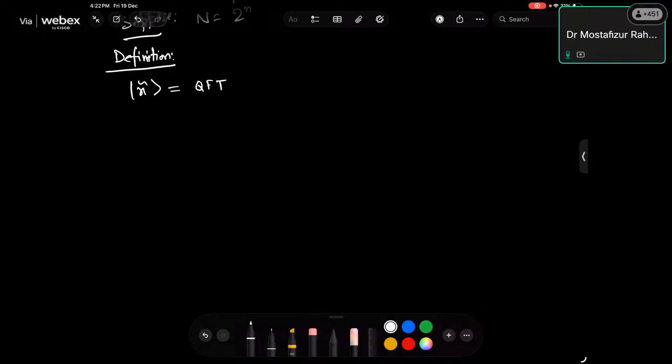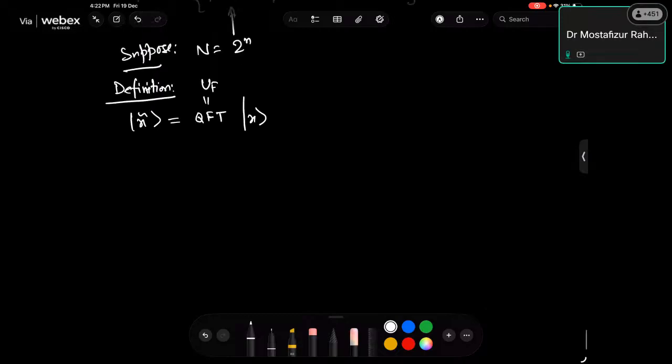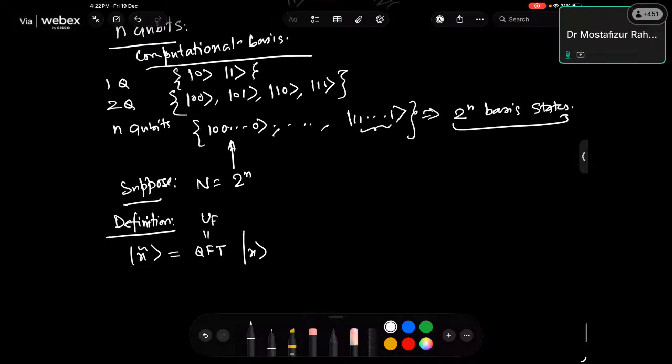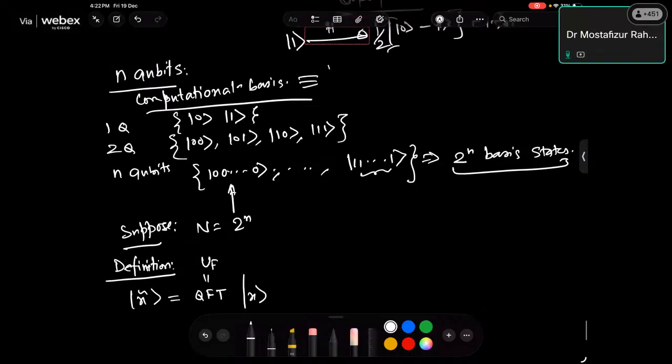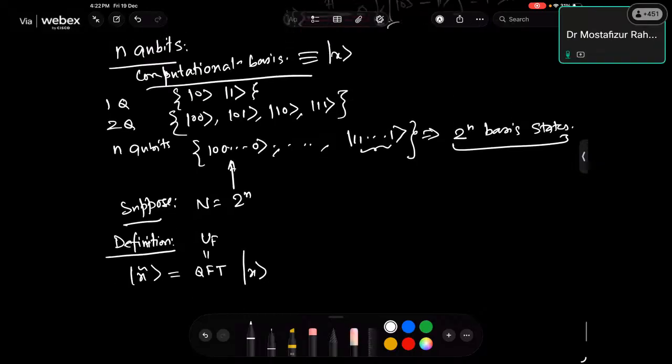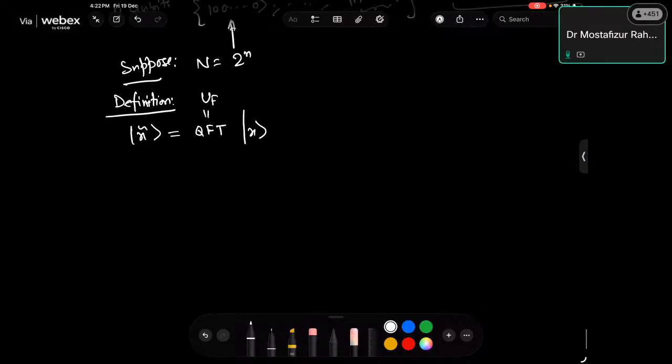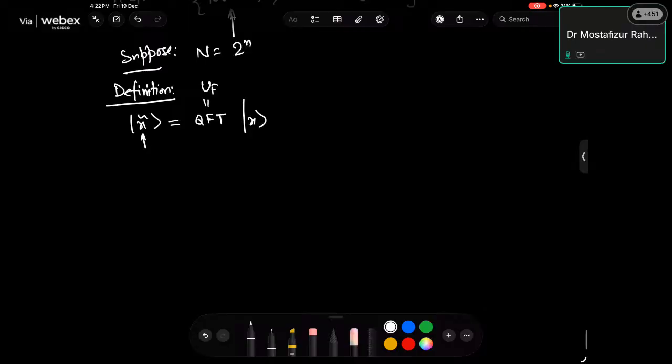Here I apply a quantum Fourier transform, which is typically a unitary matrix. You can also write it as U_F, the Fourier unitary matrix, times the vector x, because this particular computational basis is denoted by, say, ket x. If you apply the quantum Fourier transform on the ket x, you get ket x tilde, where these ket x tilde are the Fourier basis, and this is the computational basis.